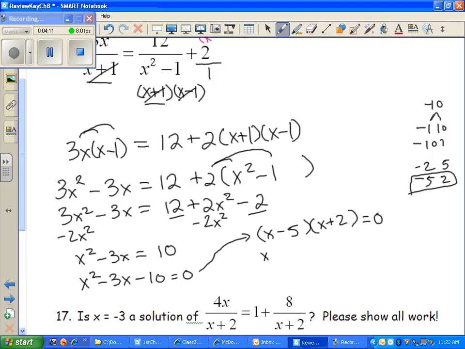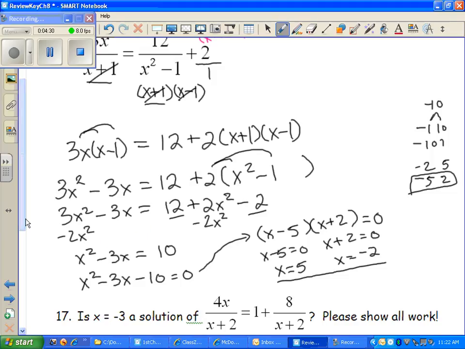And you need to set each of those equal to 0, because if one of them was 0 and then you multiplied by the other, you would get 0. So you're going to have two options here. We're going to add 5 and get x equals 5, subtract 2 and get x equals negative 2. So these are my two options for answers.